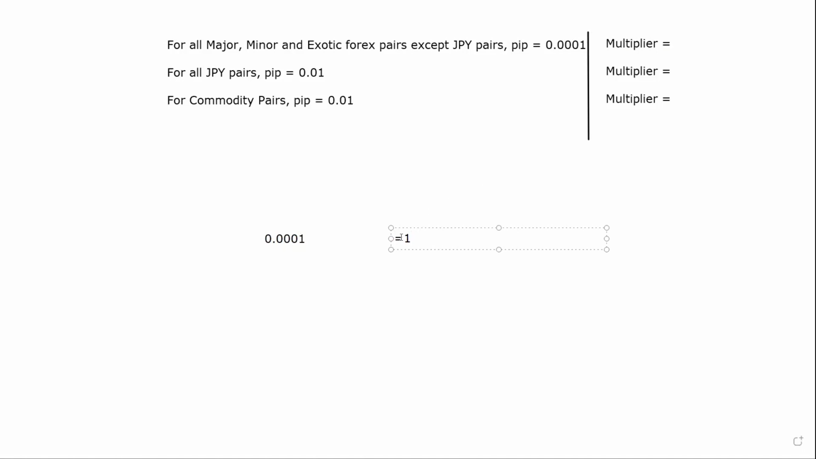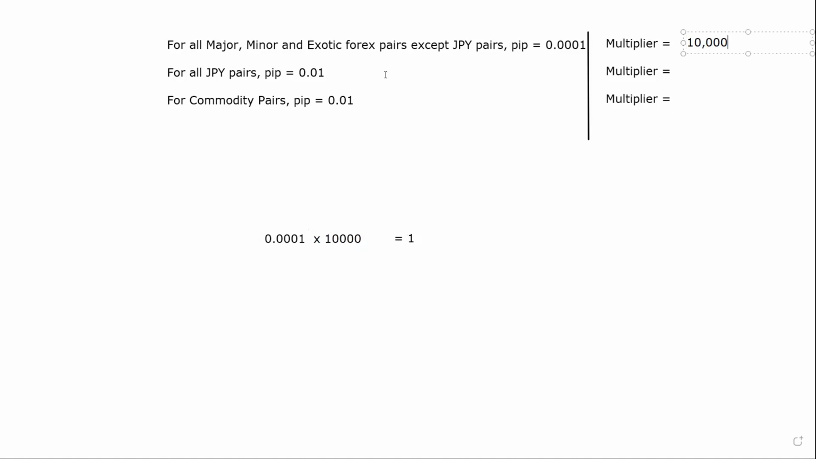How can I make this 0.0001 into 1? What is the formula? I can multiply it by 10,000. When I multiply it by 10,000, it will transform to 1. So the multiplier here is 10,000.